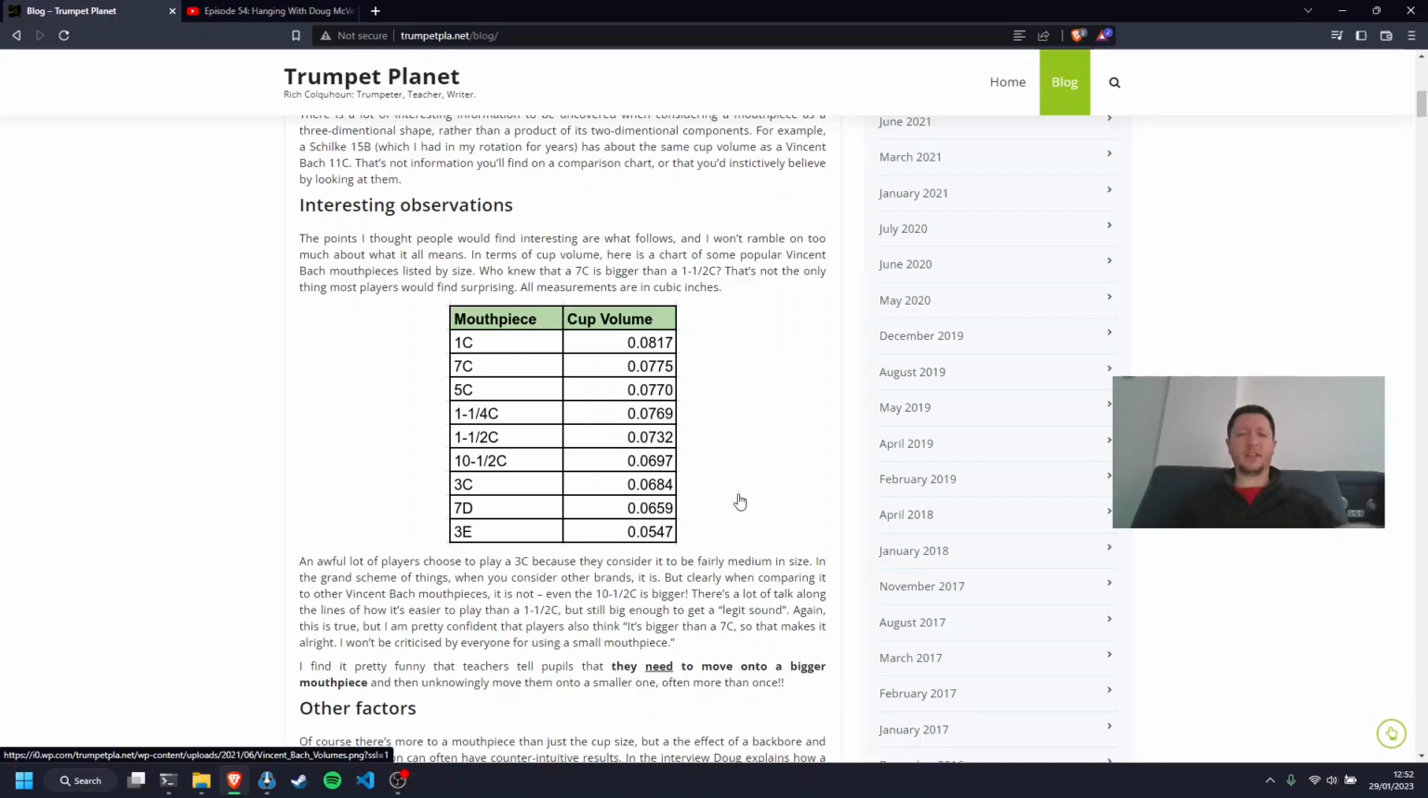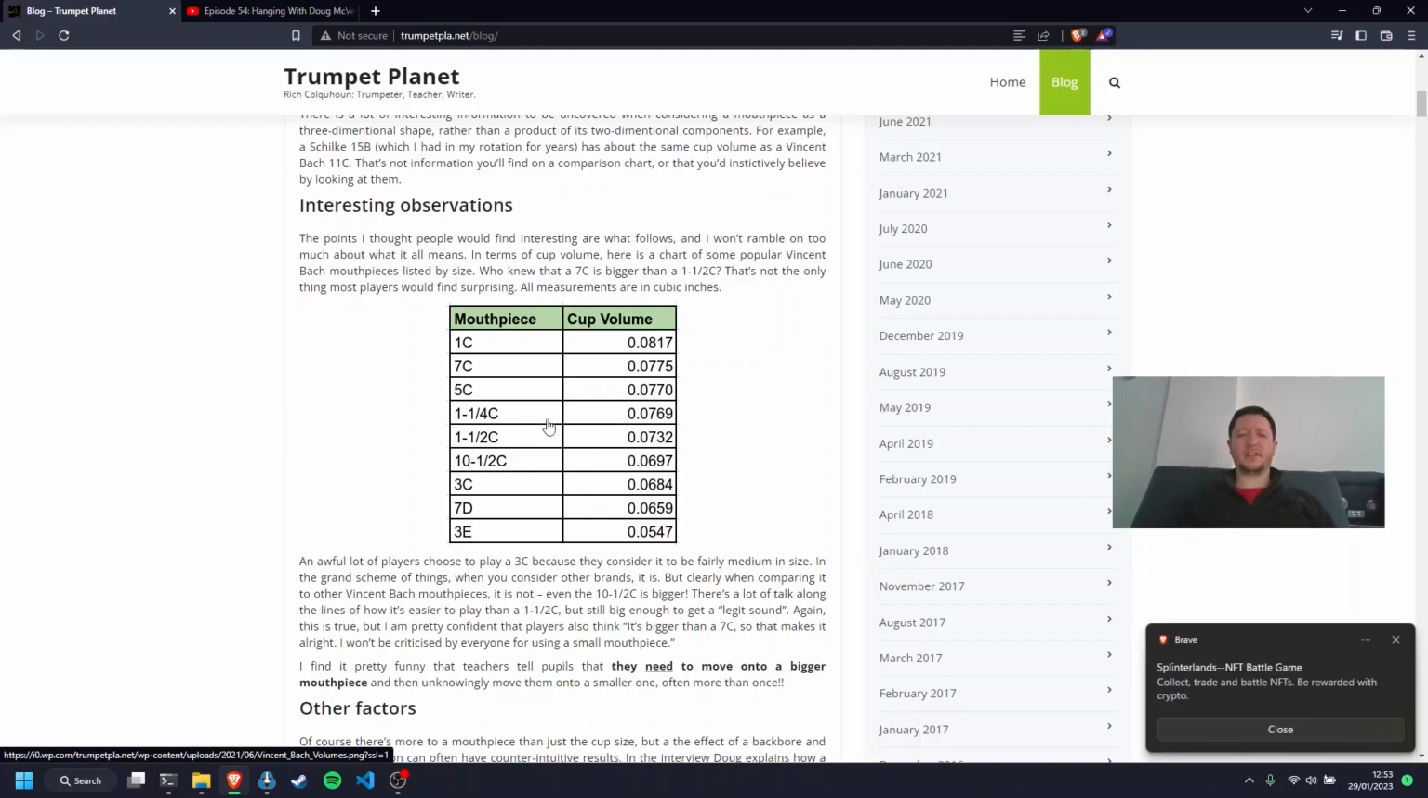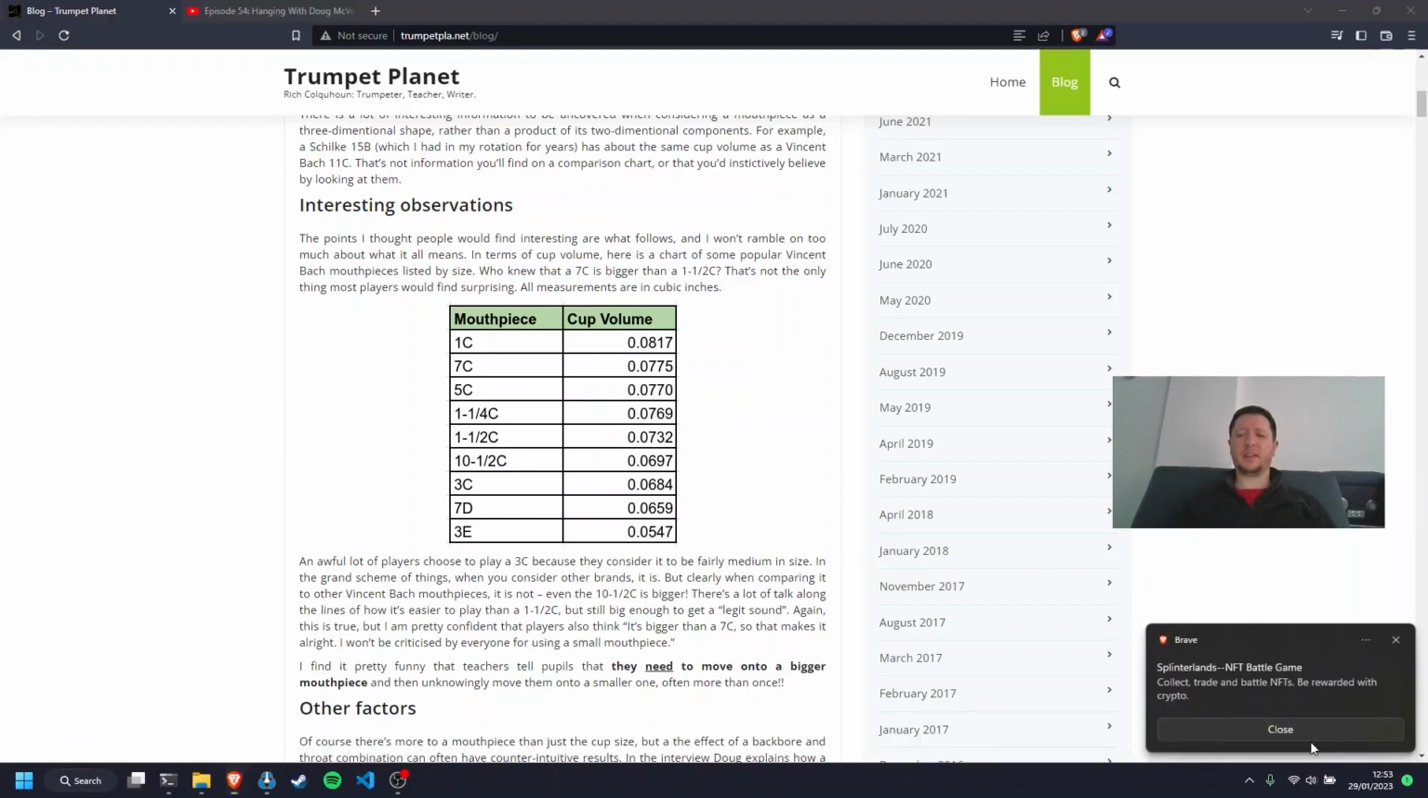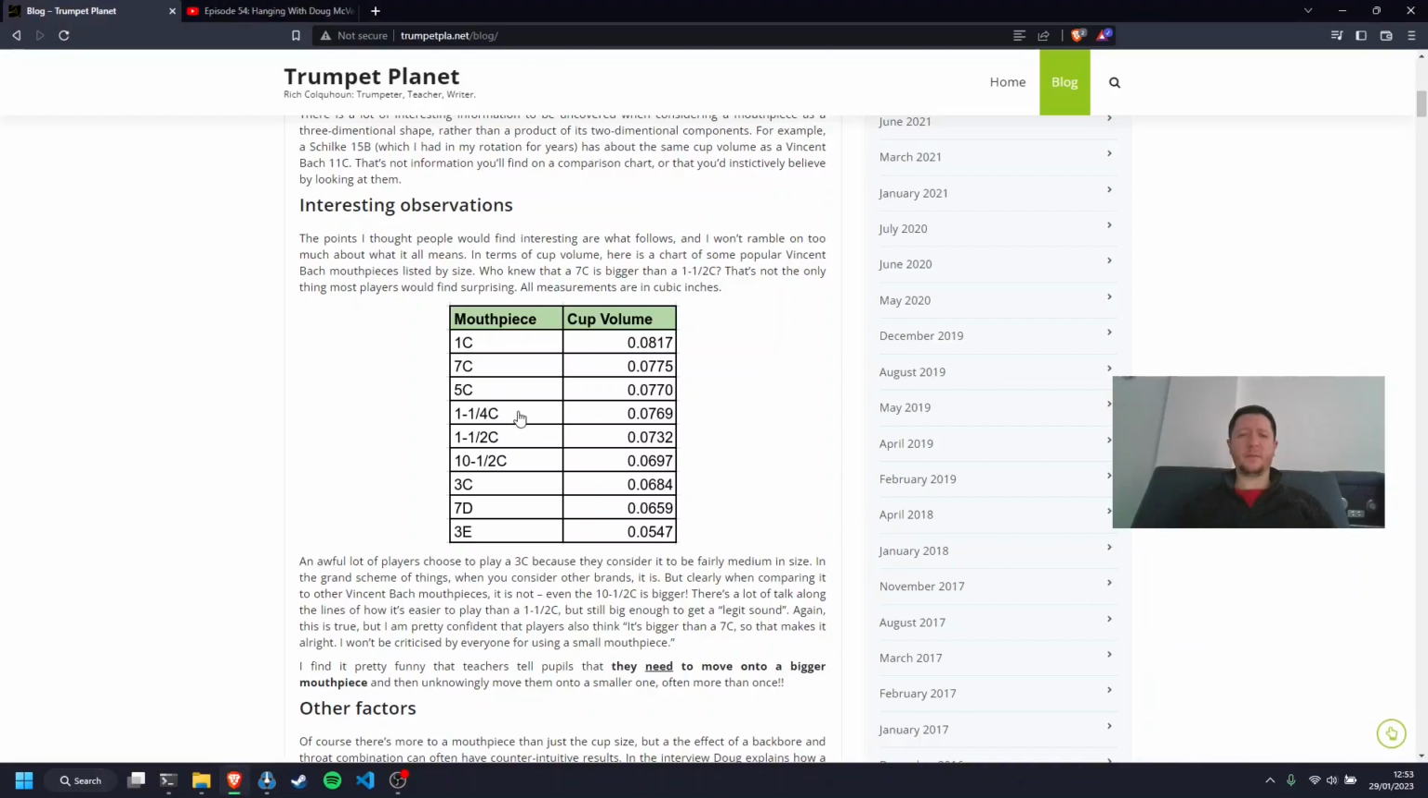And the interesting thing that you'll observe here is that actually a 7C, which many people start off on the trumpet on a 7C, and then they think, oh, this is a really small mouthpiece, I'll get something bigger. They upsize to, let's say, a 1.5C, the mouthpiece we had on the screen a minute ago.